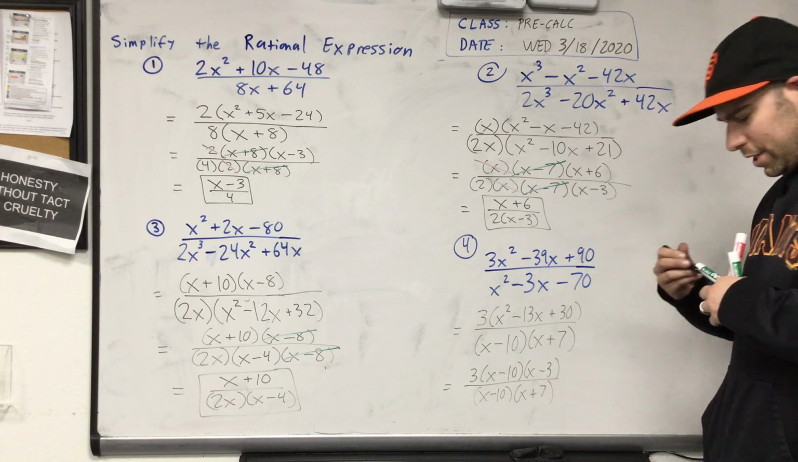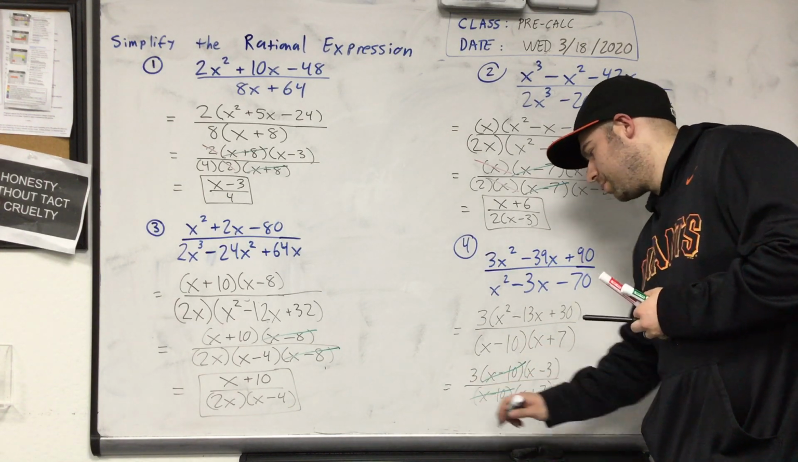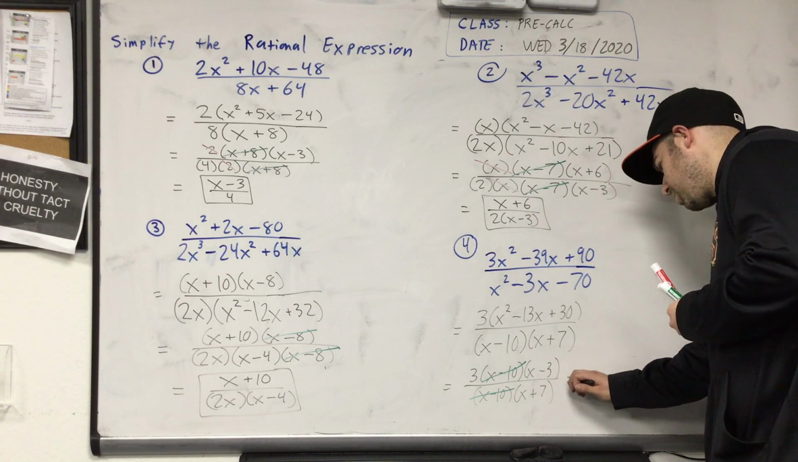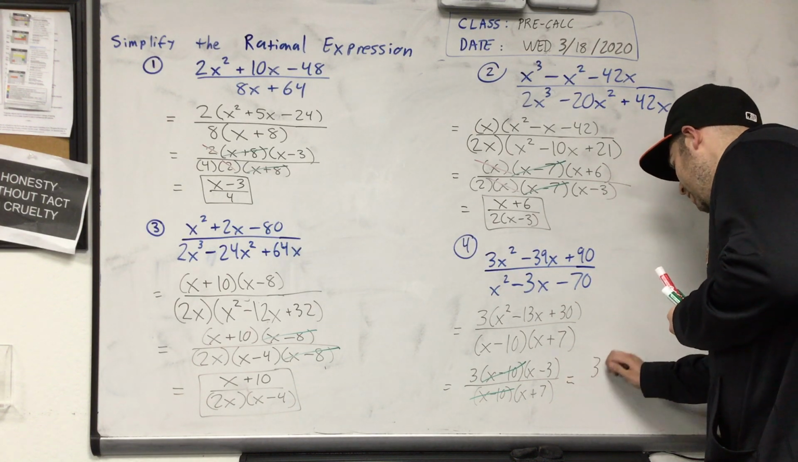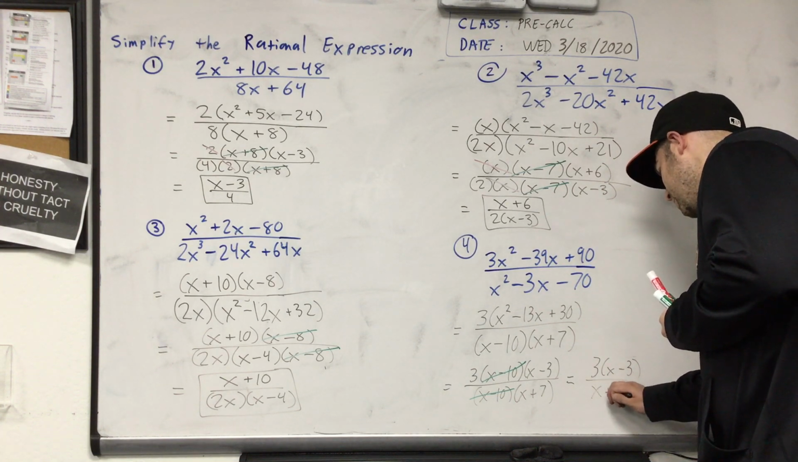Let's look for something that can cancel out. Oh yeah, that x minus 10 has got to go. So the final answer, we're out of space, so I'm going to put it right there. 3 times x minus 3 over x plus 7.